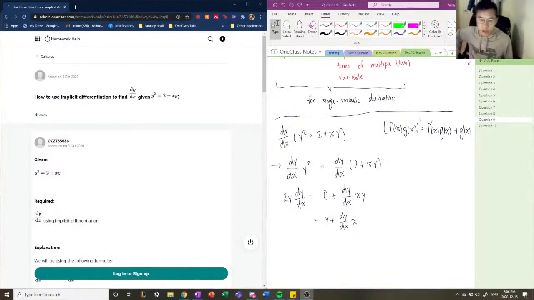Alright, sorry about that. My dog was barking. Okay, so where were we? Oh, we were calculating the implicit differentiation of this. So we just finished, actually.